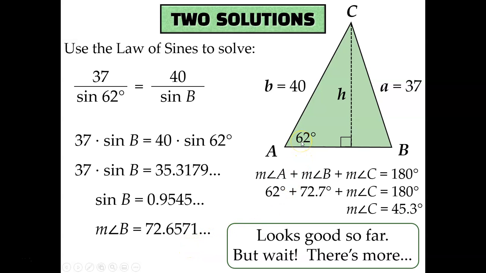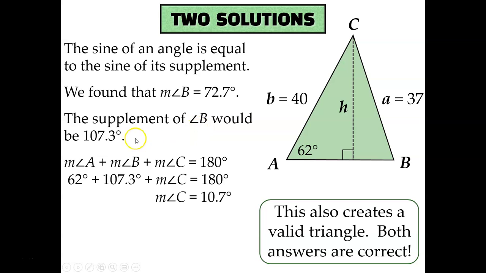So now that I know the measure of angle A is 62, the measure of angle B is 72.7, I can figure out that the measure of angle C is 45.3 degrees. So it looks good, done, right? But here's the problem. The supplement of angle B would be 107 degrees. These two numbers add up to 180. And if I put this 107.3 number in for angle B instead of the 72.7, and add up these three angles to 180, I get 10.7 for angle C. So this is another valid triangle. A triangle with these two side lengths and these three angle measures would also exist.